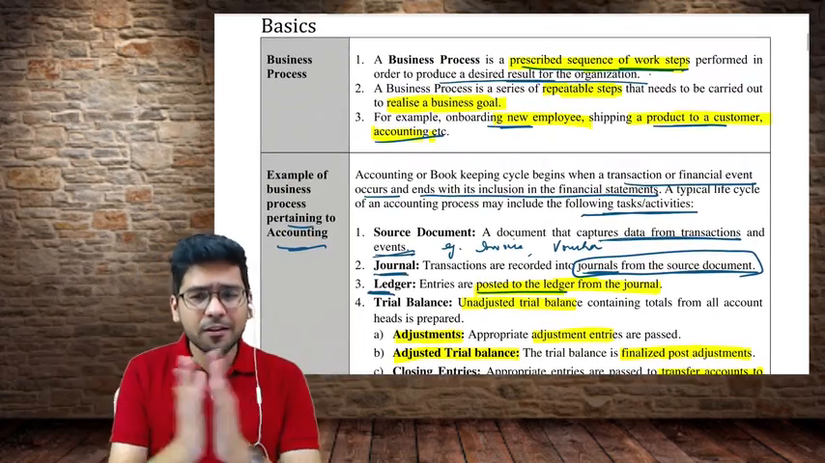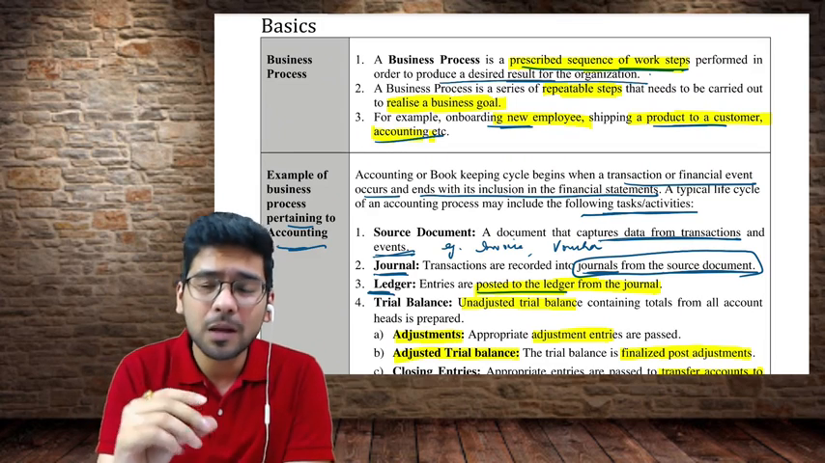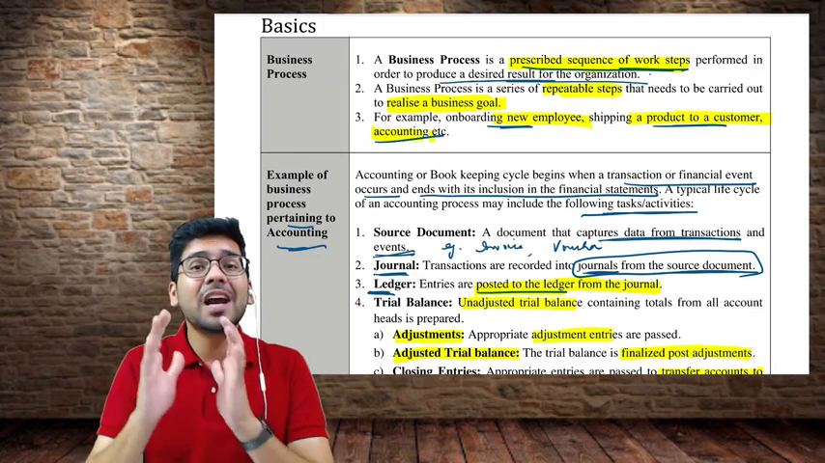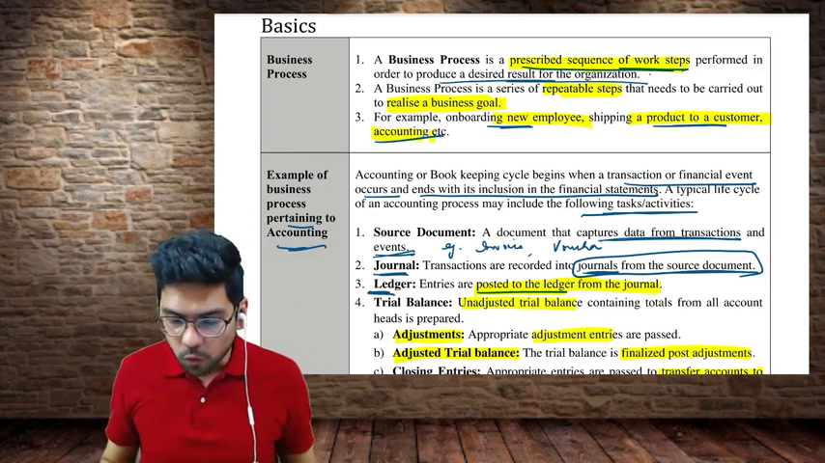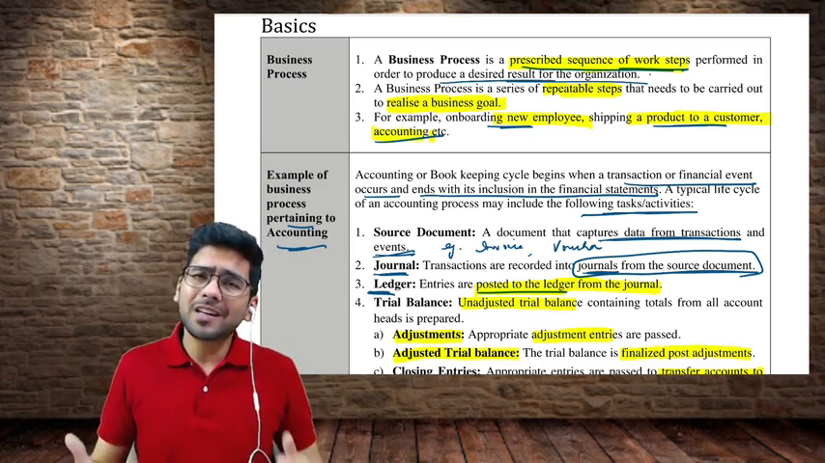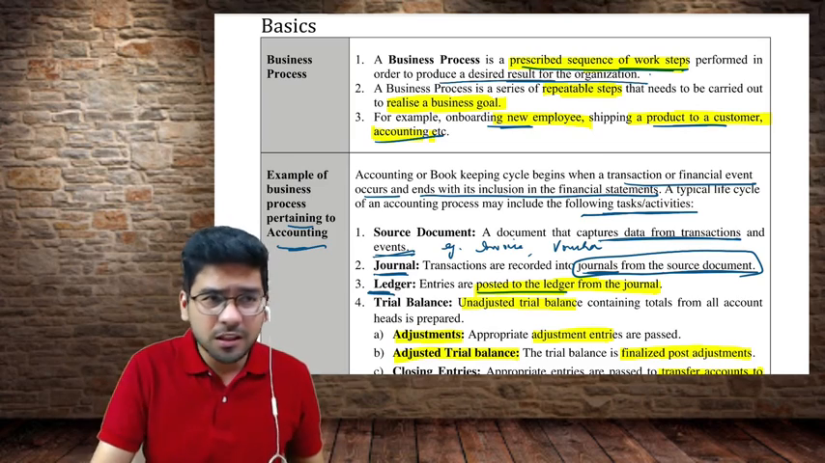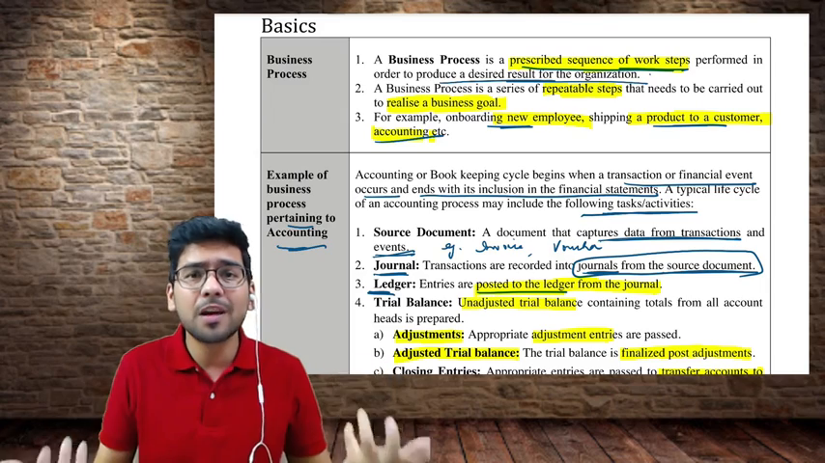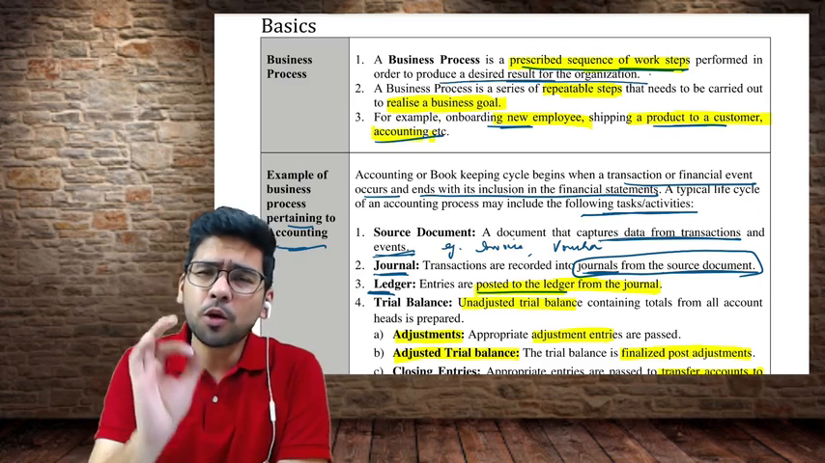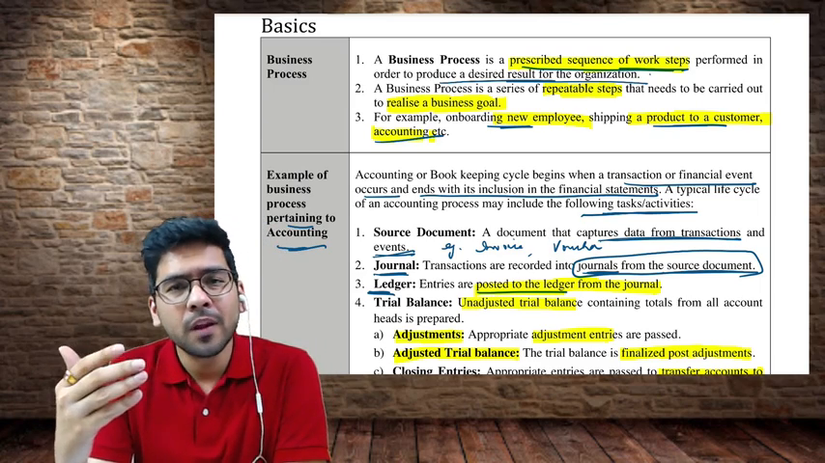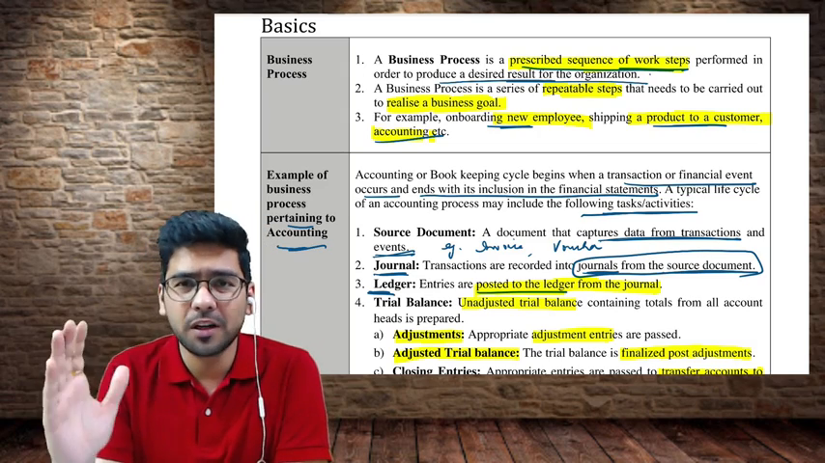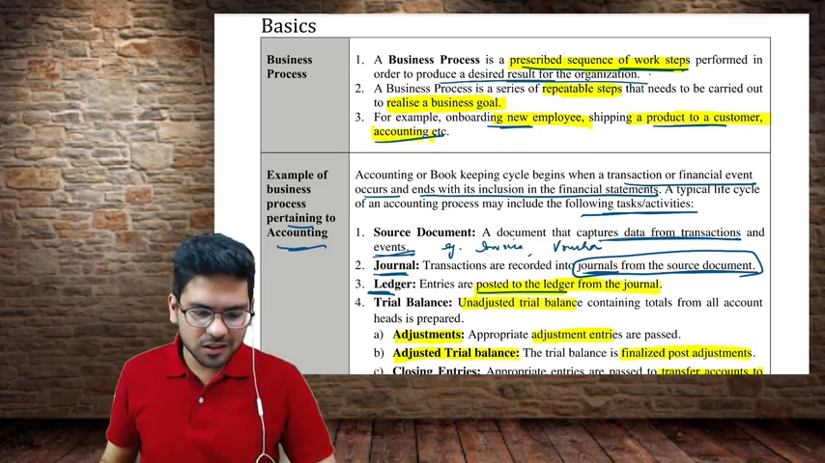All right, so again we are done with business process. Let me just repeat it for the last time. What is a business process? When I say business process, you have to understand it is a prescribed sequence of work steps which has to be performed to achieve a desired result. And the prescribed sequence can be anything. It can be accounting, it can be for sales, it can be for recruiting a new person, there can be processes for purchasing a fixed asset in the organization. So every business is subject to a lot of processes. Why are the processes made? So that we are able to achieve some objectives, some standardization. So this is business process.